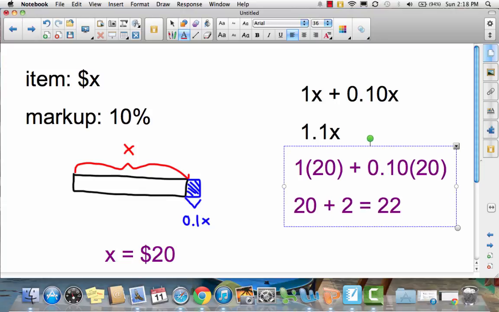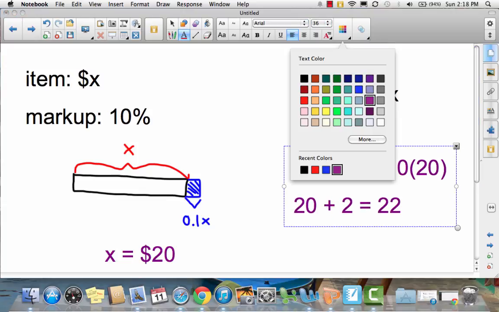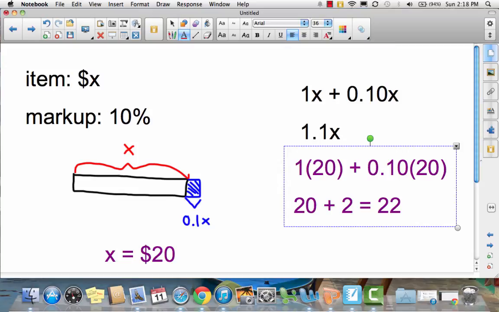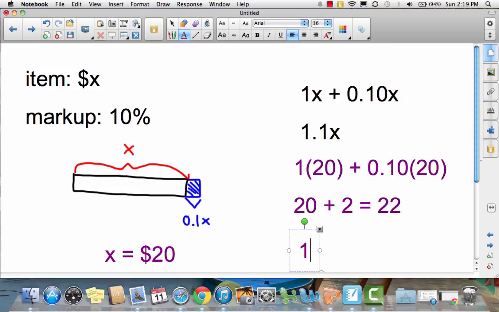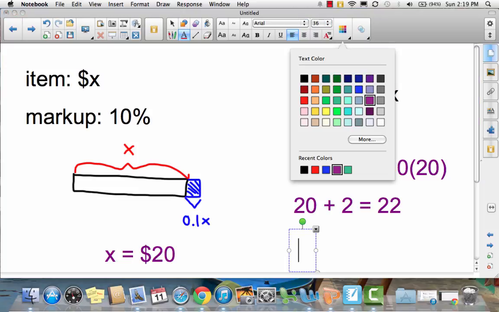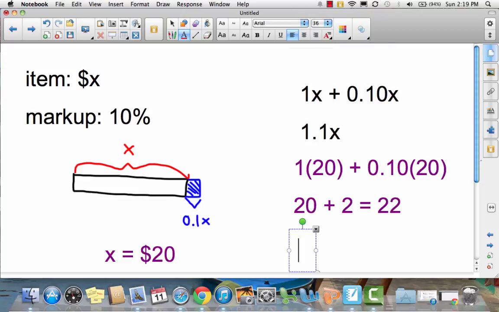I could also use my other equation. We'll do this one in green. So if I take 1.1x and I replace, oh, the green didn't work. Let's try that again. My other expression, 1.1, replace x with the 20, I would still get my final price of 22.